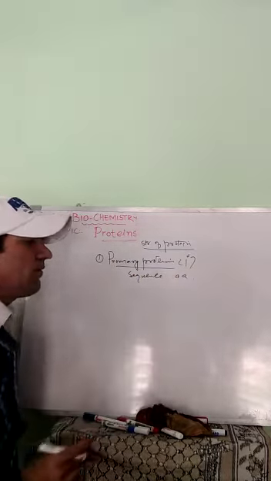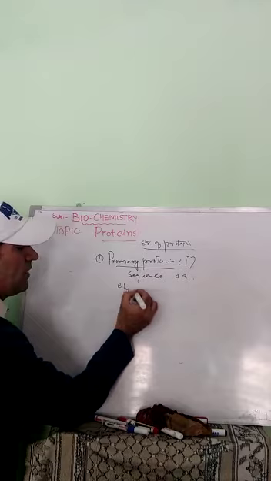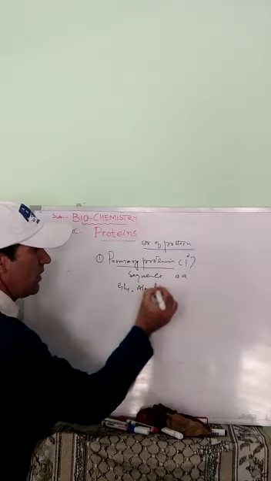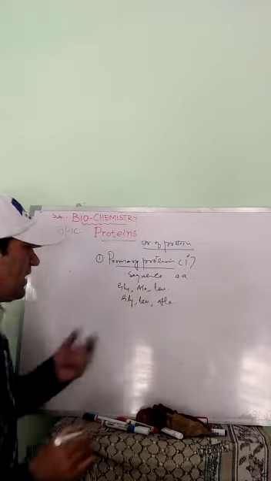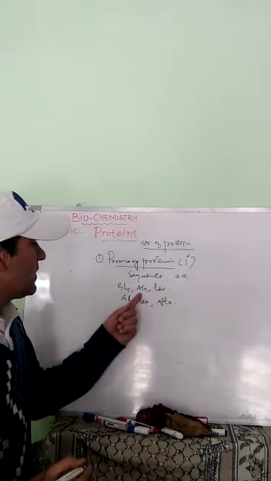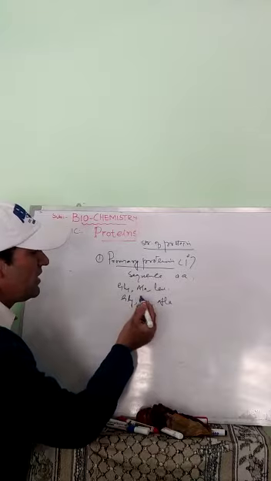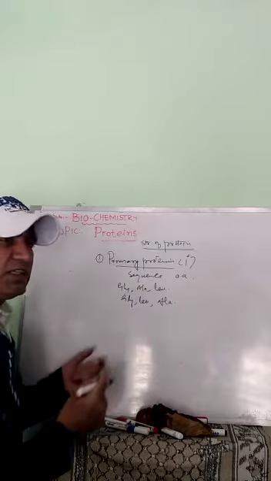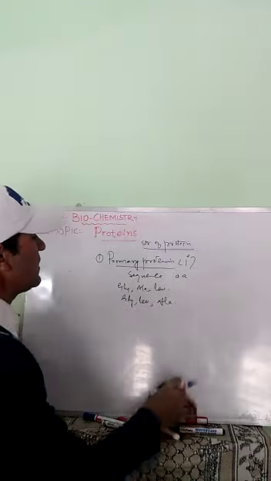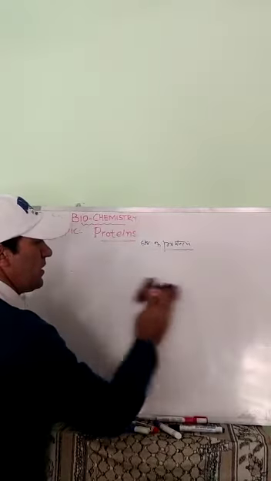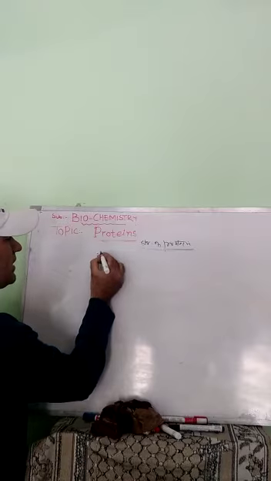These are sequences of amino acids. For example, I will write glycine, alanine, leucine, and glycine, leucine, alanine. Both are tripeptides containing the same amino acids. If I change their sequence, the polypeptide will be different. So in short, the primary structure is basically the sequence of amino acids in a polypeptide chain.